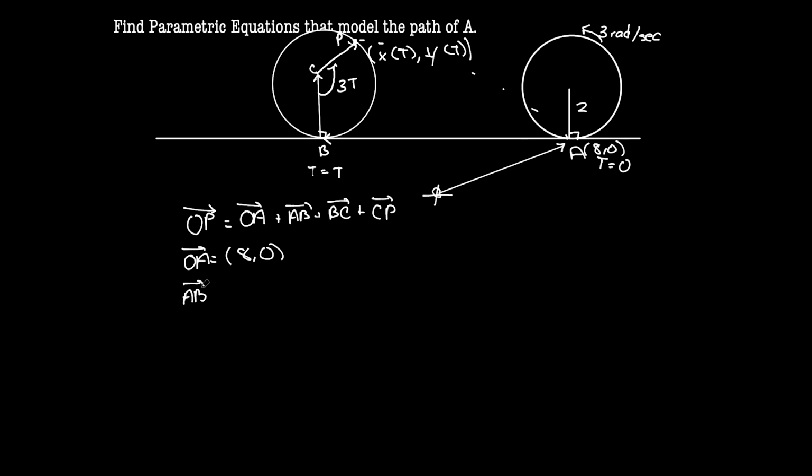So now AB. What is this vector? We know that this arc length is equal to the radius times the angle. But we also know that this length is essentially this arc length. So it's going to be equal to our angle times our radius, which in this case is going to be 6t. So we are going to be moving negative 6t and no change in our y.